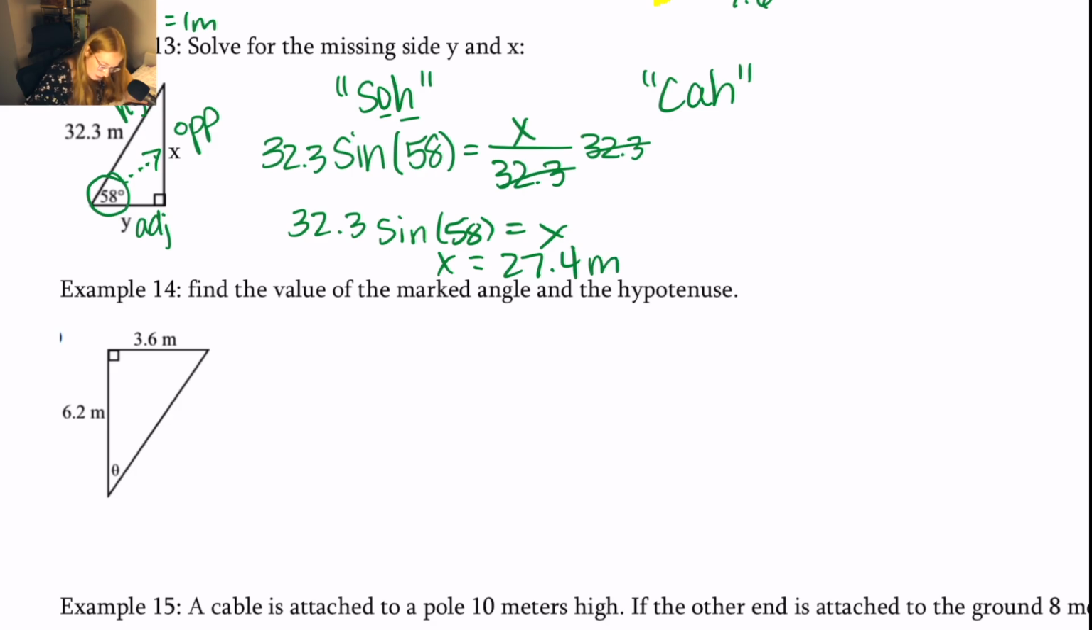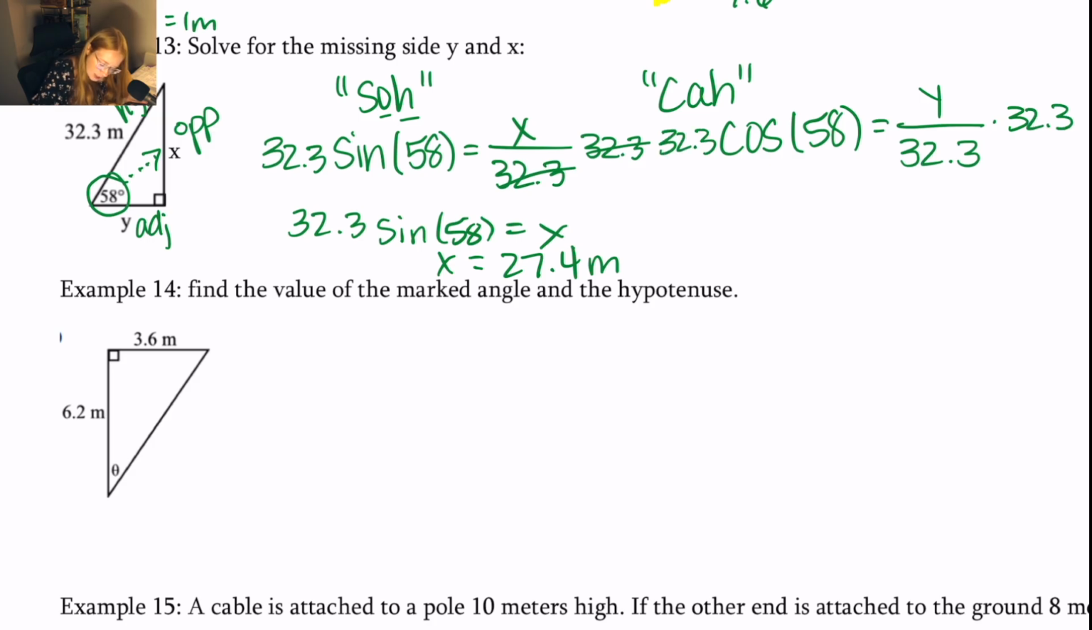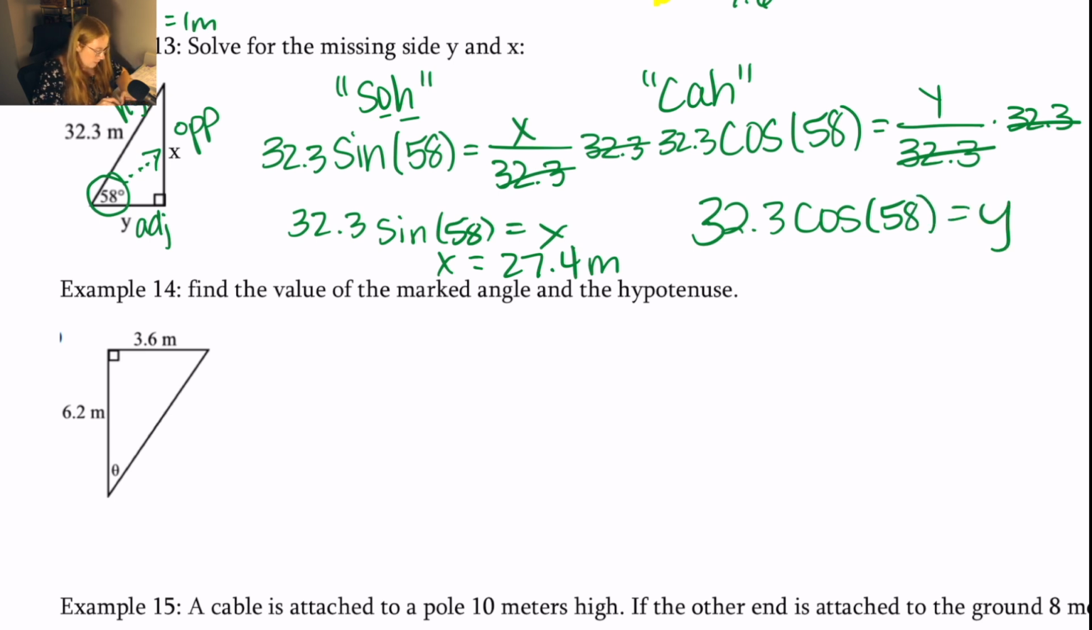Okay, let's try our y now. So our y is the adjacent side, so we're going to do cosine for the adjacent. Cosine of 58 equals adjacent over hypotenuse. Adjacent is y, hypotenuse is 32.3. We're going to do the same thing as before. Multiply by 32.3 on both sides, get rid of it on the right. And then the final formula, you're going to do 32.3 cosine 58, and that will give you y. So let's type that in.